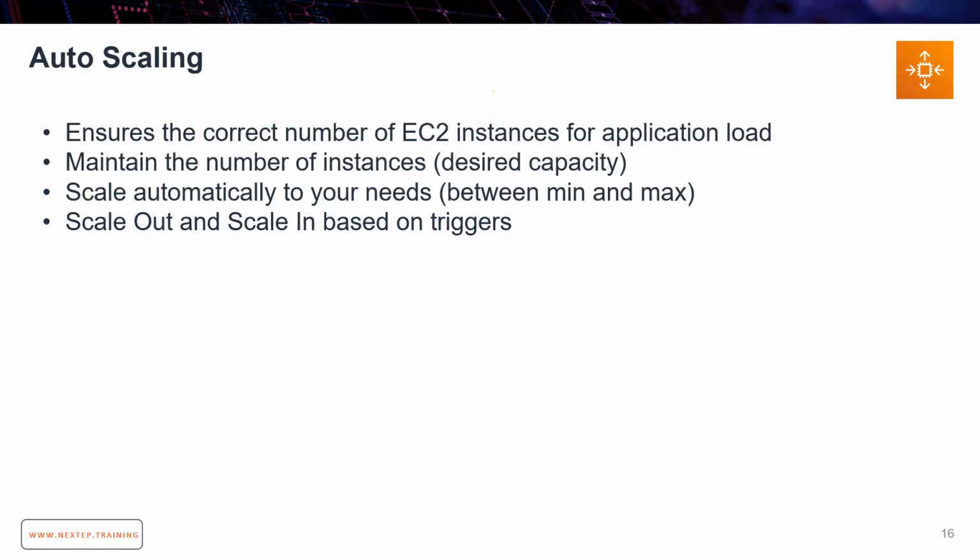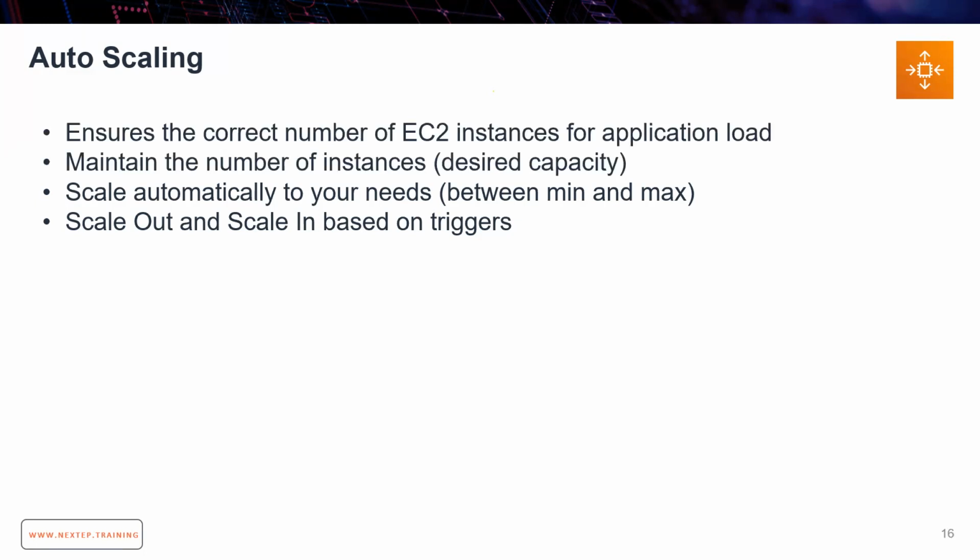So what exactly is scale out? Well, scaling out means adding new EC2 instances to the pool. Scaling in means terminating or deleting the EC2 instances from the pool based on the triggers. So you use your CloudWatch. That's why I covered CloudWatch in the previous class. So you use your CloudWatch triggers.